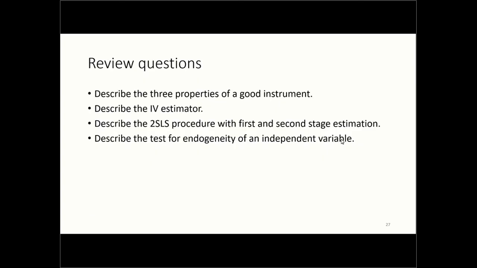So to summarize this presentation, let's review a few concepts. First, describe the three properties of a good instrument, describe the IV estimator, and describe the two-stage least squares procedure with first and second stage estimation, and then finally describe the test for endogeneity of an independent variable.